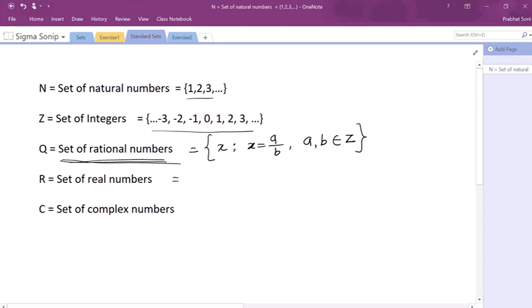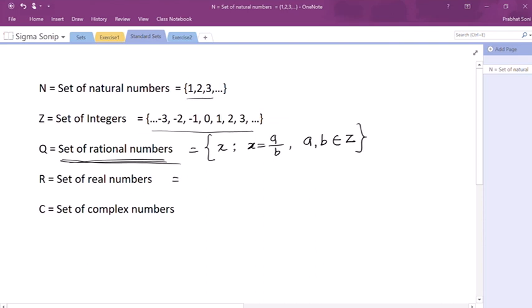Real numbers are all numbers. Basically, real numbers are the set of rational numbers plus the irrational numbers. Irrational numbers are numbers which cannot be represented in the form a over b, cannot be represented as a fraction. The most popular irrational number is pi. Another one is e, the exponent, e equals 2.718281, I think. And the golden ratio is also an irrational number. So they all fall in the real numbers.